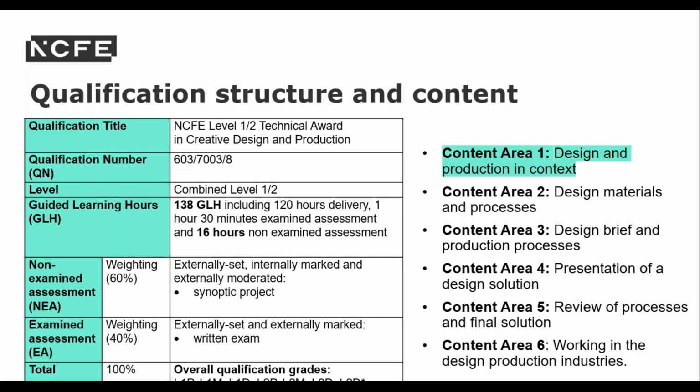Qualification overview. Let's revisit the qualification overview delivered at our face-to-face events and our Discover webinars. The qualification structure and the content areas. The overview shows the guided learning hours, the 60-40 weighting, the non-exam and the exam assessment, along with the timings. There are 6 content areas within Creative Design and Production, and we will be focusing this webinar on Content Area 1 for the first 6 weeks. Design and production in context with creative design, giving your learners that really strong understanding from the offset.